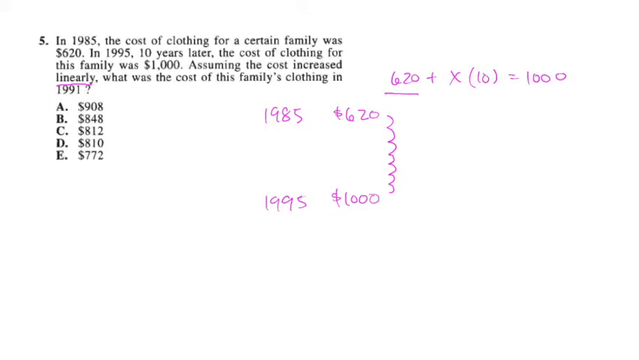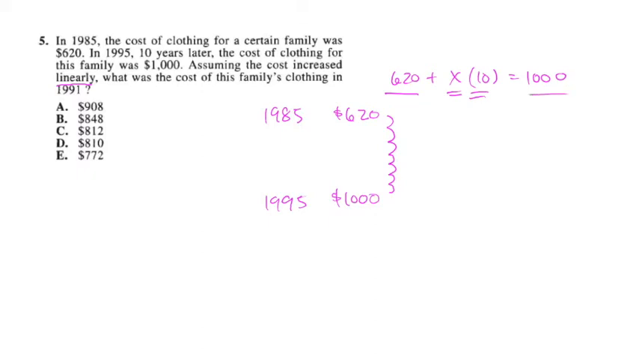We first have how much they spent in 1985, and then we have how much they spent in 1995, 10 years later. That means that each year we're increasing at the same exact rate. And we can do this several ways. We can set up an equation, $620 plus X amount of dollars times 10 years has to give us $1,000. So we start with $620 in 1985, and each year we're going up by an X amount, and we're doing that for 10 years, and that's supposed to give us $1,000.